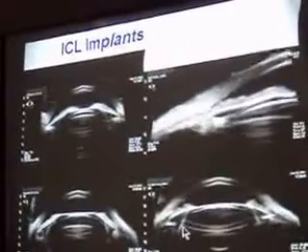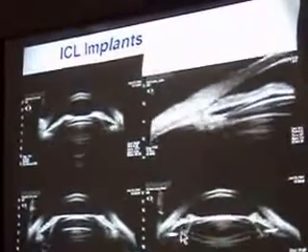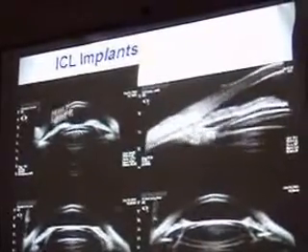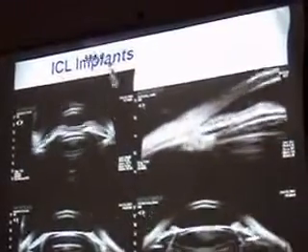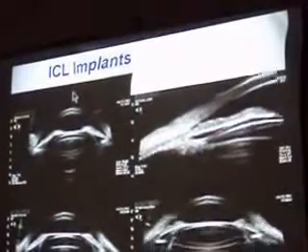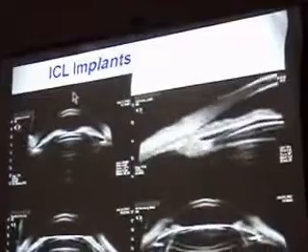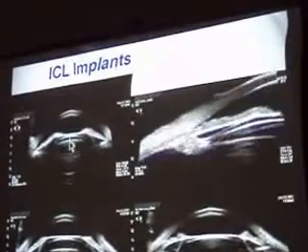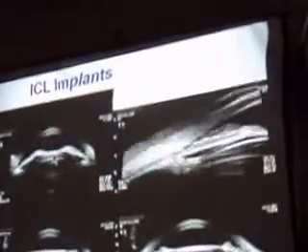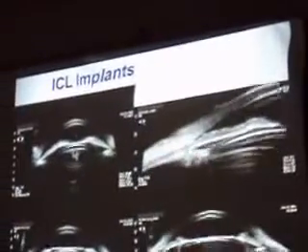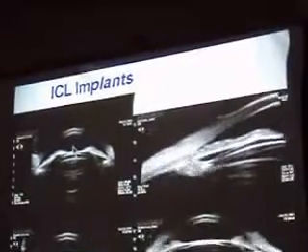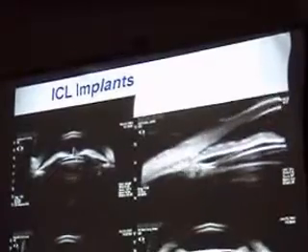Don't try to see the four of them at the same time. It was a very bad idea to have the four video clips running at the same time. Let's go one by one. Here, up on the left, this is what is considered a normal ICL. The vault is the distance between the anterior capsule and the back surface of the lens, equal to a corneal thickness, about 500 microns. This is considered ideal.